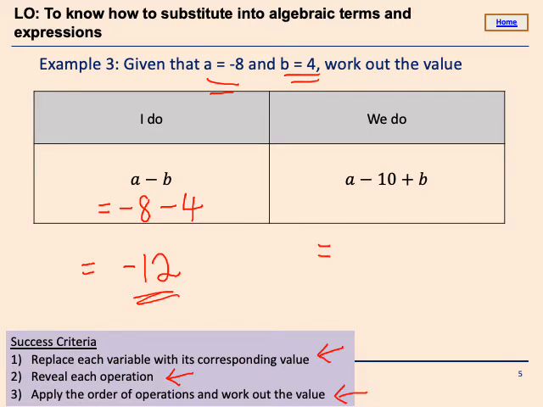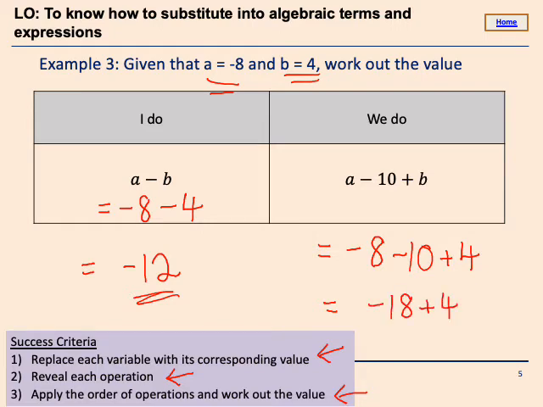Okay, so I'll replace the a value again with -8. I'm then subtracting 10 from that, as my expression says, and then I'm adding b, which is 4. So BIDMAS tells us if it's only addition and subtraction, we work from left to right. So we're on -8, and then we're subtracting 10. So that will take me to -18.